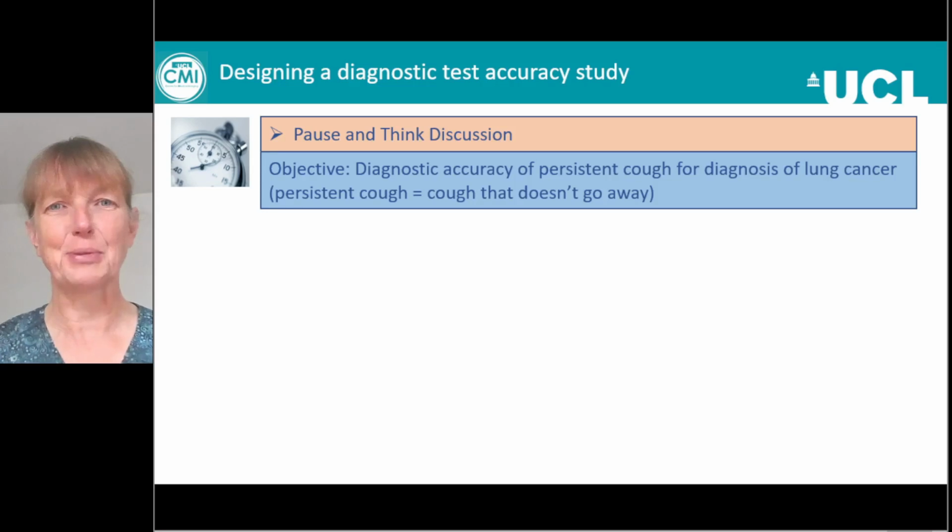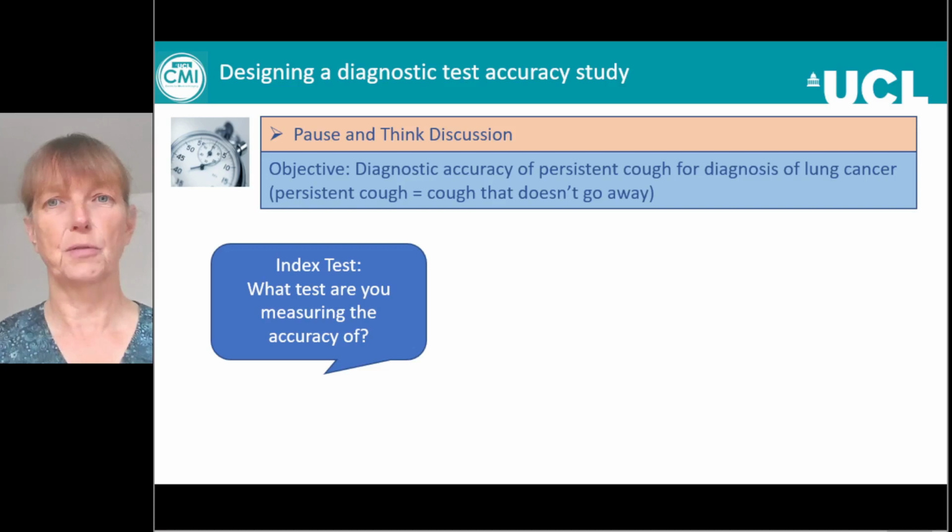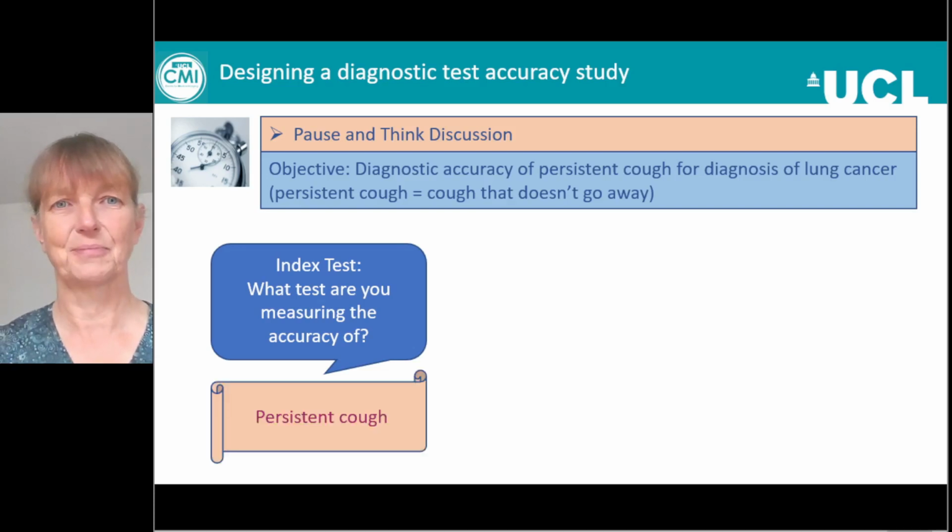Okay, welcome back to the pause and think discussion. I hope you took the opportunity to pause the video and have a think for yourself, and hopefully discuss with a colleague. The first thing we were looking at was what's the index test? The index test is a test you're measuring the accuracy of. Let's read the objective: diagnostic accuracy of persistent cough for diagnosis of lung cancer. The test we're trying to look at the diagnostic accuracy of is the persistent cough. So that's our index test.